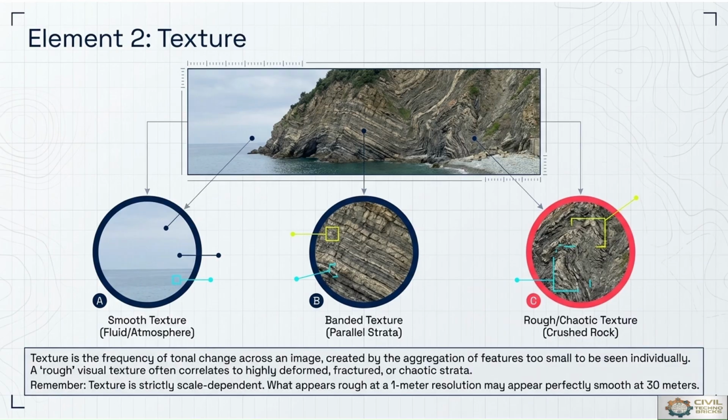So texture is the frequency of tonal change across an image, created by the aggregation of features too small to be seen individually. A rough visual texture often correlates to highly deformed, fractured and chaotic strata. Remember that texture is strictly scale dependent. What appears rough at 1 meter resolution may appear perfectly smooth at 30 meters while analyzing. Texture refers to the visual smoothness or roughness observed in an image. Uniform areas such as water bodies usually show smooth texture, while forest and rocky terrains display rough texture.